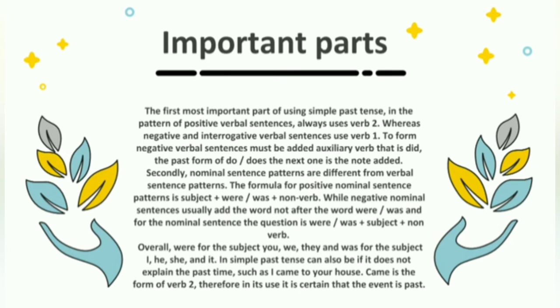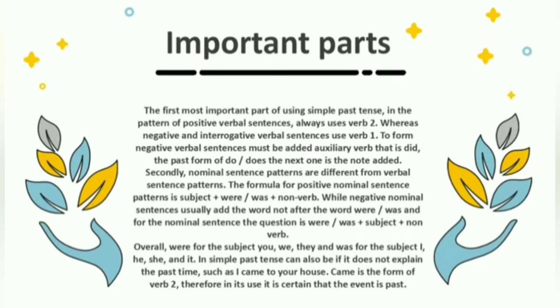Simple past tense can also be used even if it does not explain the past time, such as I came to your house. Came is the form of verb 2. Therefore, we use it to be certain that the event is in the past.